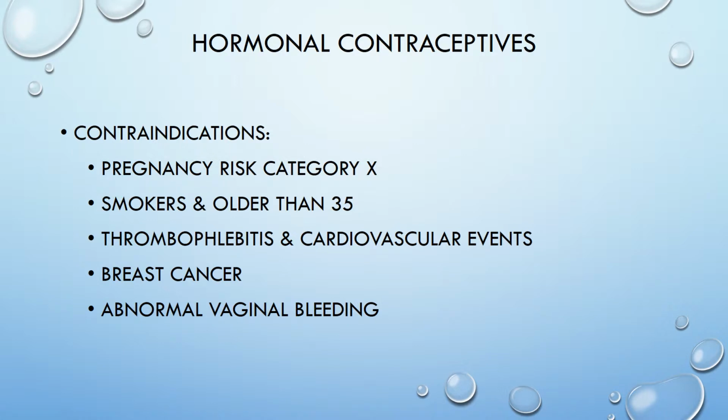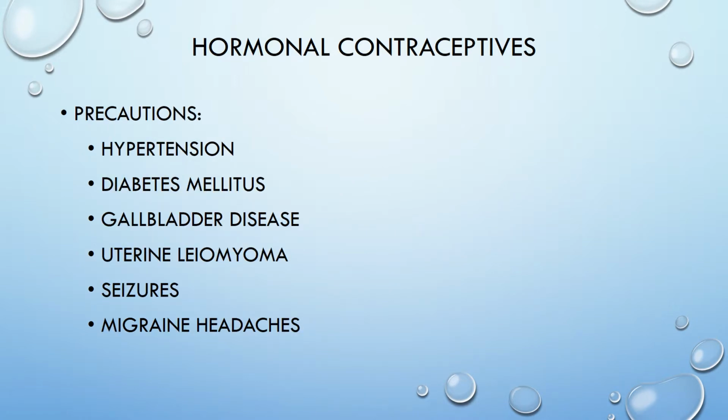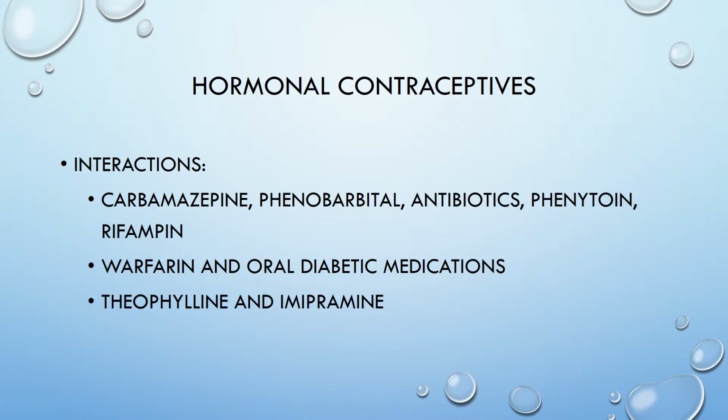Contraindications: pregnancy risk category X, smokers, and if they're older than 35, thrombophlebitis and cardiovascular events, breast cancer, and abnormal vaginal bleeding. Precautions: hypertension, diabetes mellitus, gallbladder disease, uterine lymphoma, seizures, and migraine headaches. Interactions: carbamazepine, phenobarbital, antibiotics, phenytoin, rifampin, warfarin, oral diabetic medications, theophylline, and imipramine.